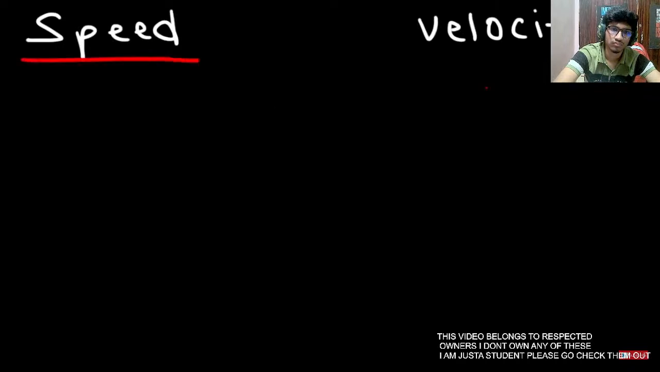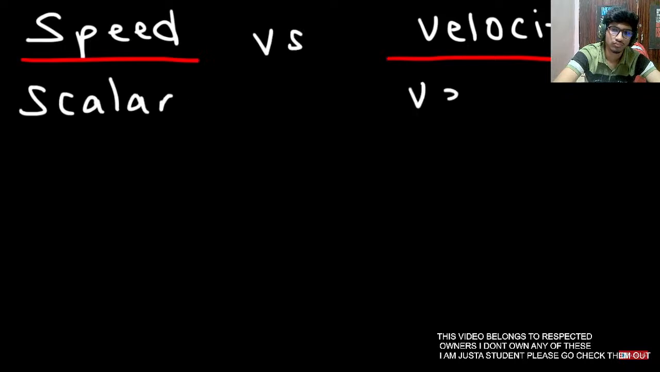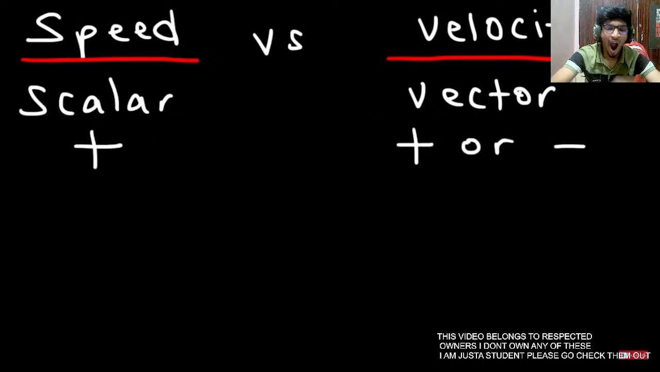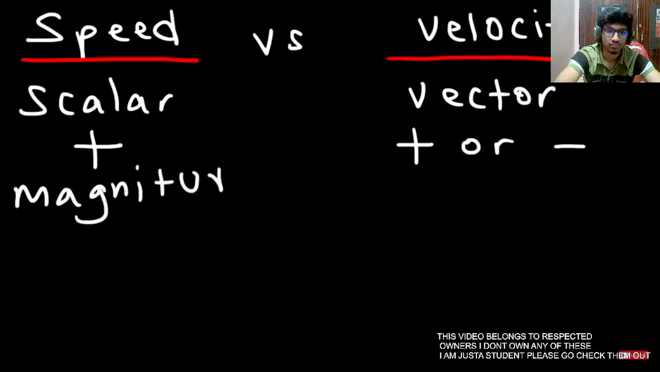Now let's talk about speed and velocity. What is the difference between these two quantities? Because they both describe how fast something is moving. But there's a difference between them. Speed is a scalar quantity, and velocity is a vector quantity. Speed is always positive. Velocity can be positive or negative. Now recall that a scalar quantity only has magnitude, whereas a vector quantity has magnitude and direction.